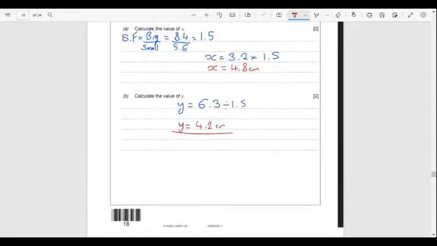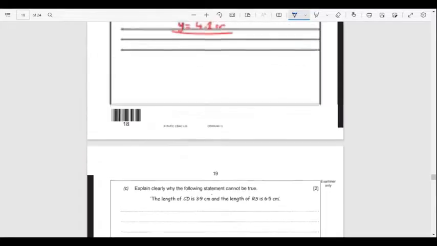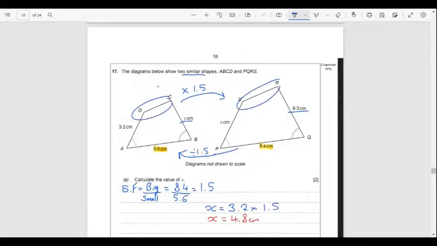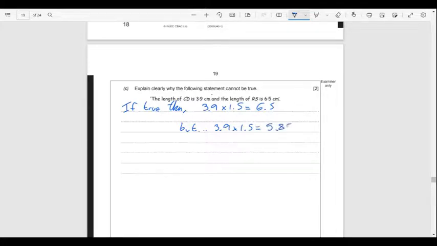Okay, let's have a look at the next question. Explain clearly why the following statement cannot be true. The length of CD is 3.9 and the length of RS is 6.5. So that's basically saying that these two sides up here, this one is 3.9 and 6.5. Okay, so obviously we can see over this diagram, if 3.9 times 1.5 equals 6.5, that means it's true. Okay? But for this question, what I would write down is if true, then 3.9 times 1.5 is equal to 6.5. But if we just use our calculator, 3.9 times 1.5 actually equals 5.85.